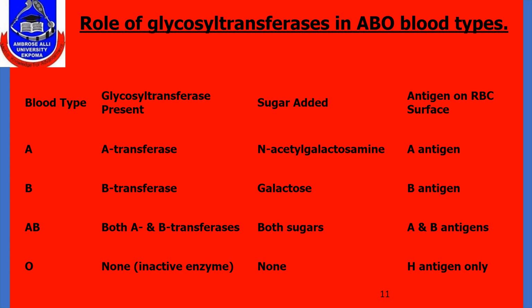For group O, none is active and no sugar is added. The antigen on the red blood cell surface is the H antigen.